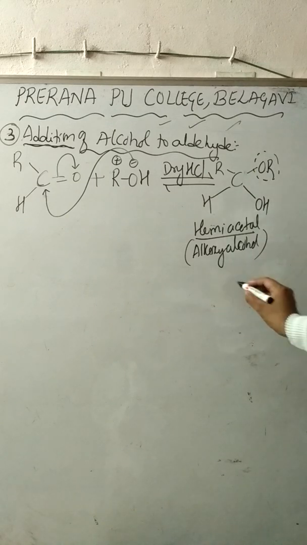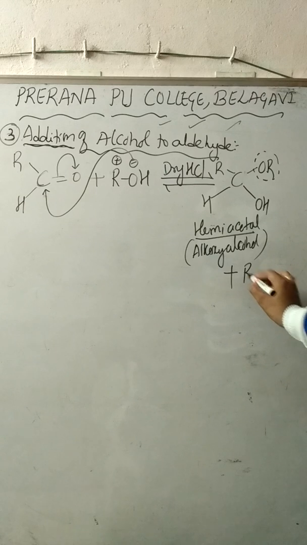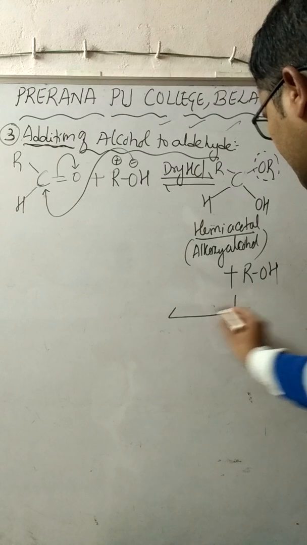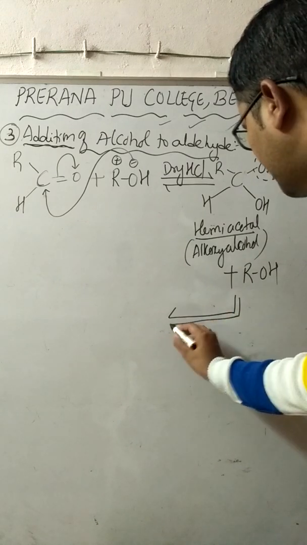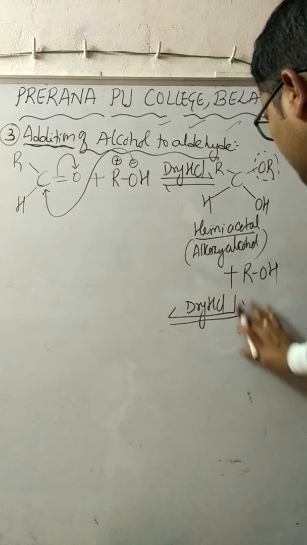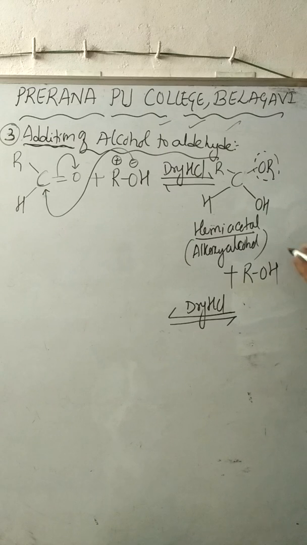When this hemiacetal is again made to react with one more molecule of an alcohol, that is ROH, the reaction again takes place in the presence of dry HCl. Again, this ROH ionizes as R plus as well as OH minus.